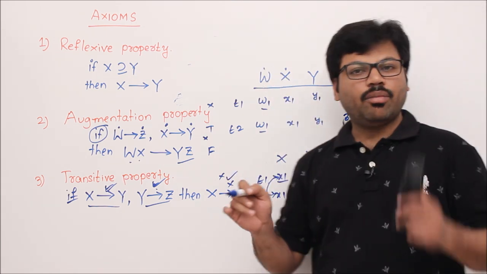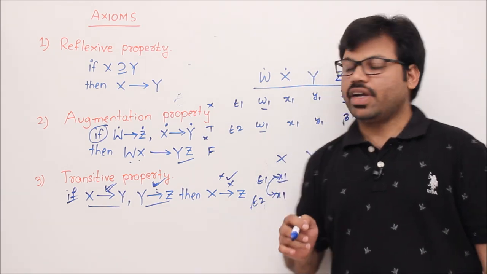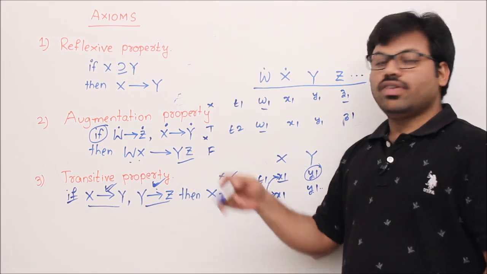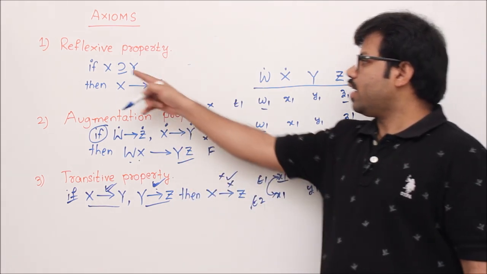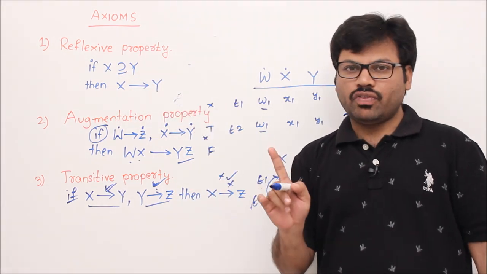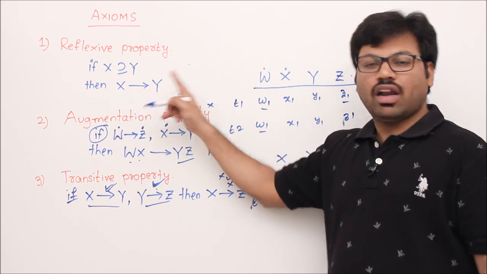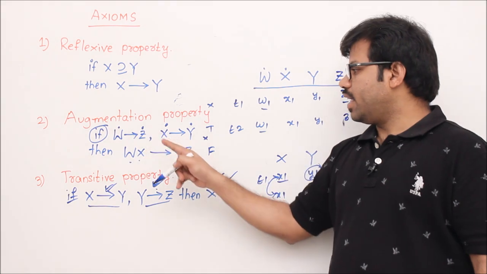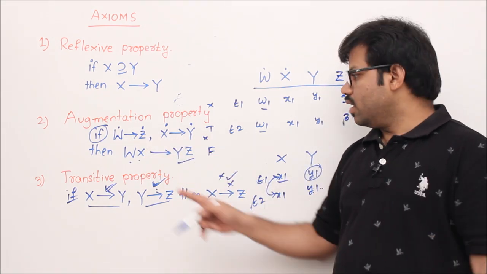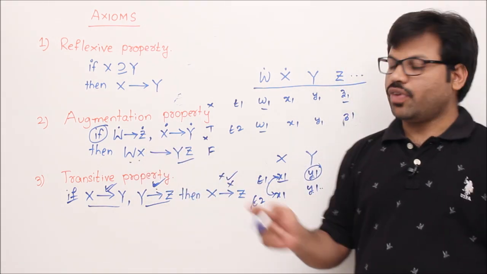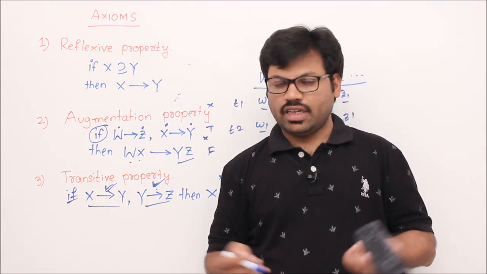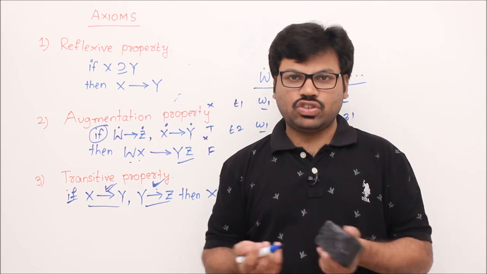These three are the fundamental rules we should remember. Let's summarize. One is the reflexive property, second is the augmentation property, third is the transitive property. Whenever X is a superset of or equal to Y, we say that always X determines Y. Second, if W determines Z and X determines Y, then simply say that WX determines YZ. Third, if X determines Y and Y determines Z, then X determines Z. That is the transitive property.